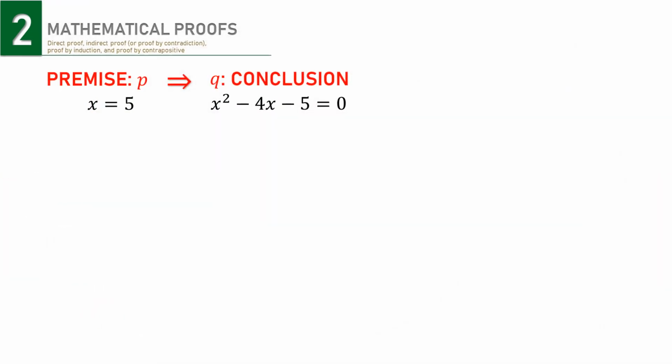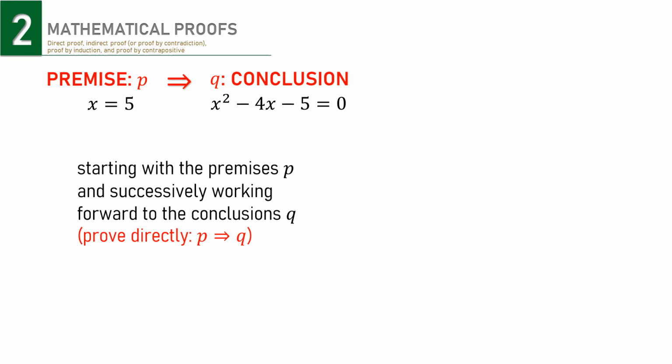So, we may recall our logical operations to provide a mathematical proof. Remember the first indication for correct implication: if P is true, then Q must be true. With this in mind, we may provide the mathematical proof by simply starting with the premises P and successively working forward to the conclusions Q. This simple but straightforward method is called direct proof.